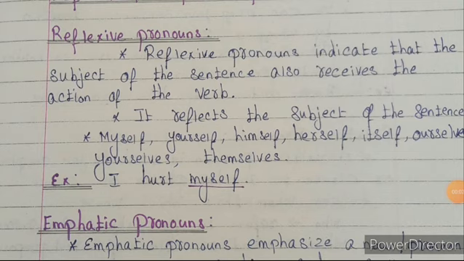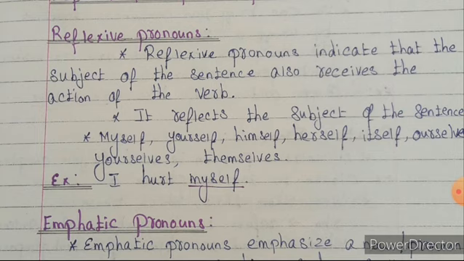The next is the reflexive pronouns. Reflexive pronouns indicate that the subject of the sentence also receives the action of the verb. Listen carefully, children. A reflexive pronoun indicates the subject also in a sentence. The subject also receives the action of the verb. This is known as reflexive pronouns.